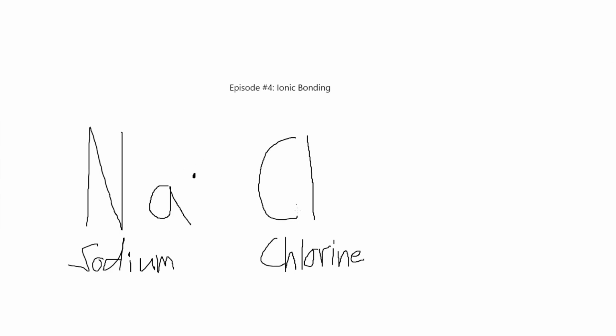Chlorine has 7 valence electrons. So remember the rules. We do one on each side, then we start to double up. And I'm also gonna double up the sides that are facing away from the sodium. Again, that doesn't really matter, but for this demonstration, I'm just gonna do that.